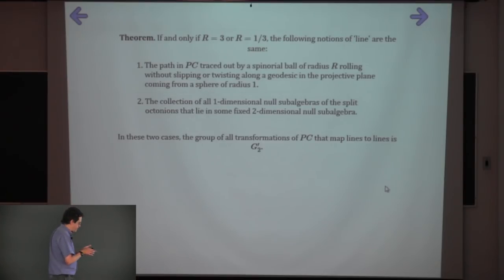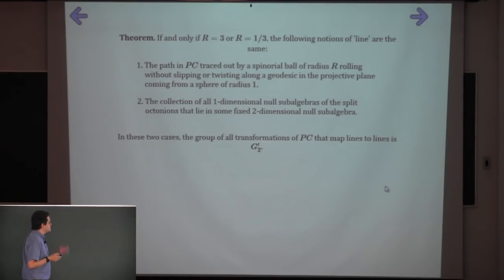And so the precise version of that theorem that I mentioned is that if and only if r is equal to 3 or a third, that's the ratio of radii, the following two concepts of line are the same. The first one is that a line is a path, or a set of points in PC, traced out by this spinorial ball of radius r rolling without slipping or twisting along a geodesic in the projective plane that arises from the sphere of radius 1. So this is all about rolling balls. And then the other one is that it's a collection of all one-dimensional null subalgebras of the split octonions that lie in some particular two-dimensional null subalgebra.